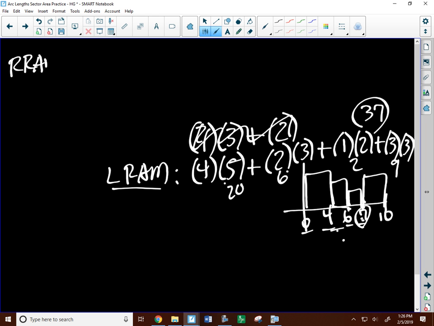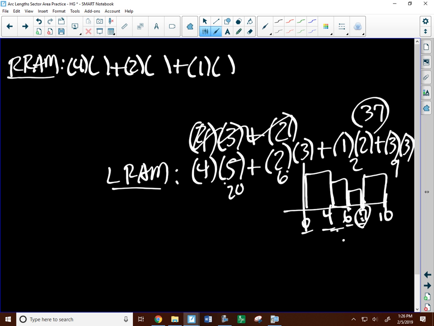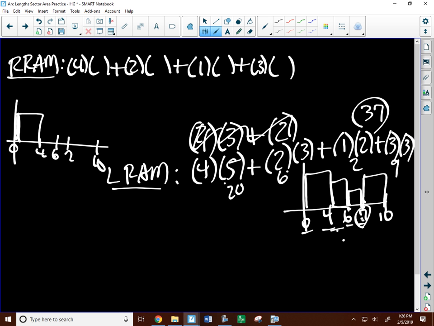Let's do right RAM. And again, you'll see a lot of similarity here. The bases don't change. First of all, I can write them in right now. So 4 times something, 2 times something, 1 times something, and 3 times something. So a rough sketch of that. It's 0, 4, 6, 7, 10. So we're doing rectangles 4, 6, 7. This is not a great scale.